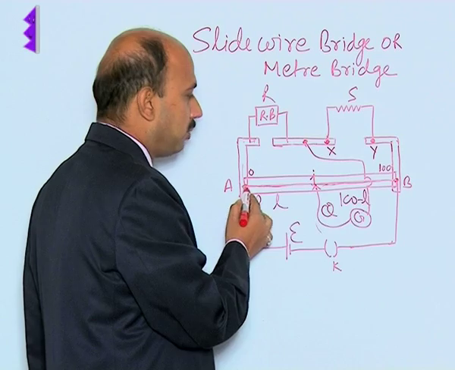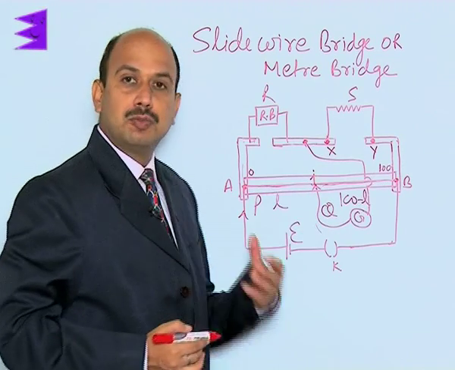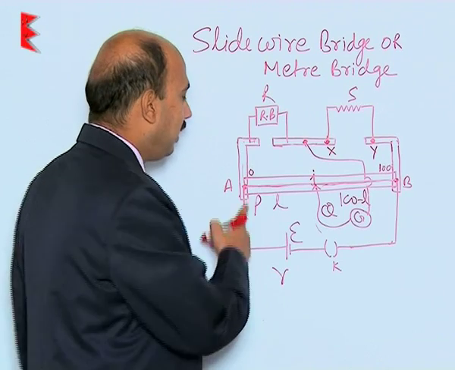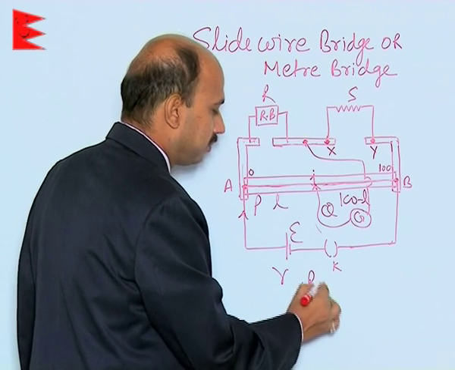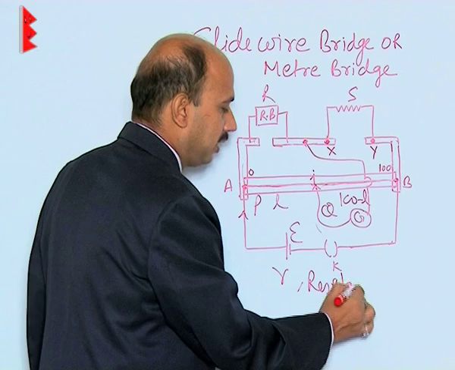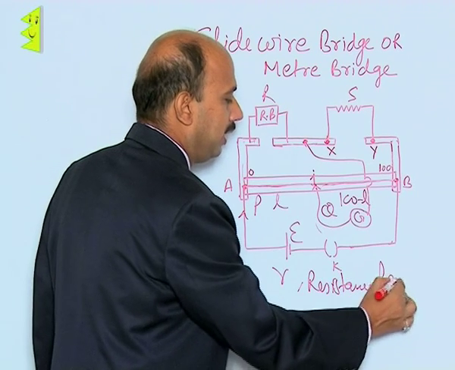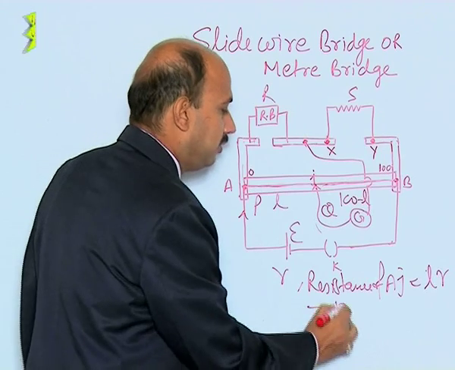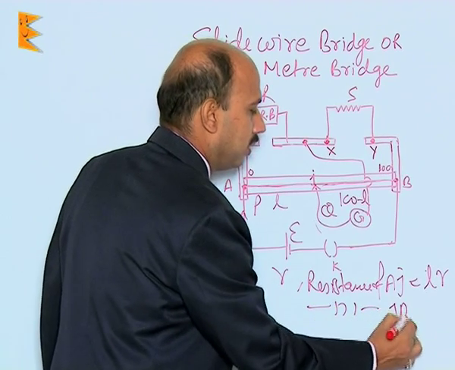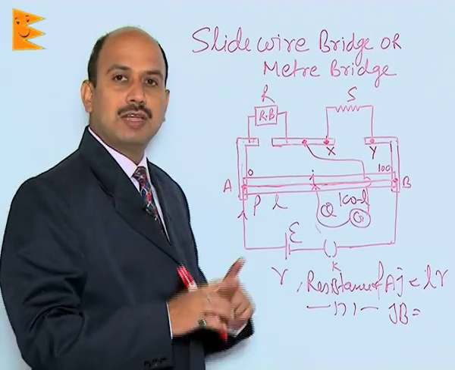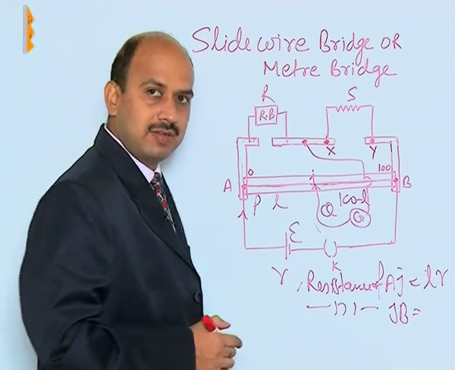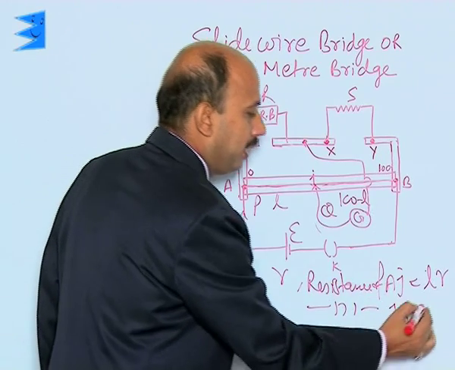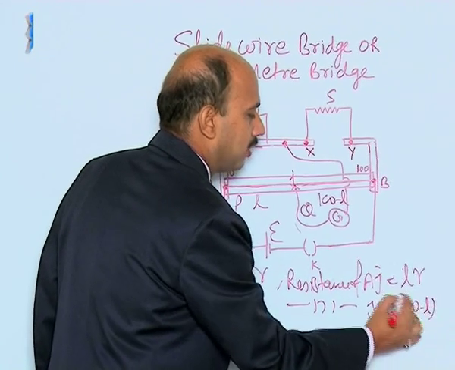Suppose the resistance per unit length of the wire AB be r, then we can write the resistance of AJ is equal to L r, and the resistance of JB. AJ and JB are actually the two parts of the wire AB. The jockey has divided it by placing the jockey. So, JB is equal to, we can write, (100 minus L) into r.